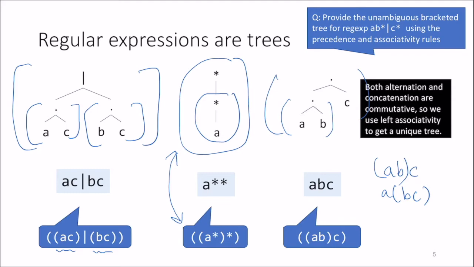The question for you here is to provide an unambiguous bracketed tree for the regular expression A, B star over C star using these precedence and associativity rules, and to show the tree structure for it, right? So you want to draw out the tree just like I've done here.